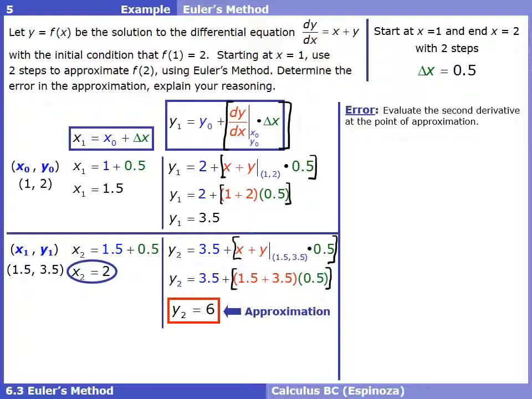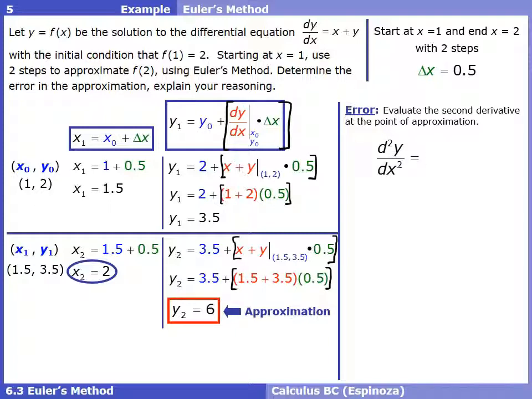Now we can talk about the error. How close or far was it? Well, we're not really going to know that since we can't separate this differential equation and actually solve it, but we can certainly talk about if it's an under approximation or an over approximation. And to do that, we need to look at concavity. And of course, concavity relates to a second derivative.